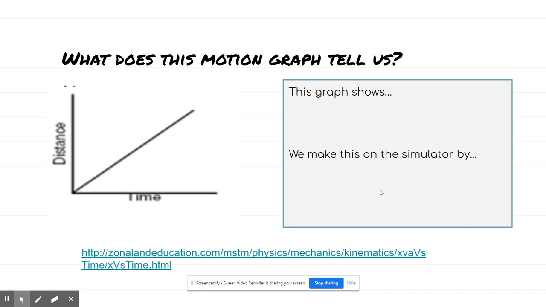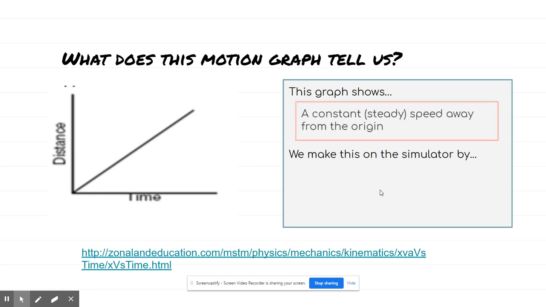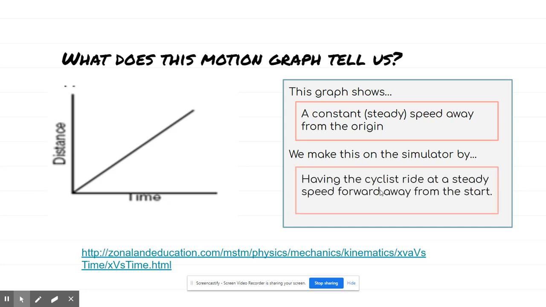This one is one straight line away from the origin. So what does that graph show us? A straight line shows us a constant or a steady speed. And in this case, it's moving away from the x-axis, which means we're moving away from the origin. So how could we make that on the simulator? Okay, so what we need to do is try to get our cyclist to ride at one constant steady speed away from the start or 0, the origin. So let's give it a try.